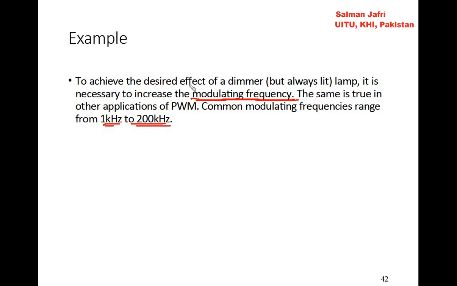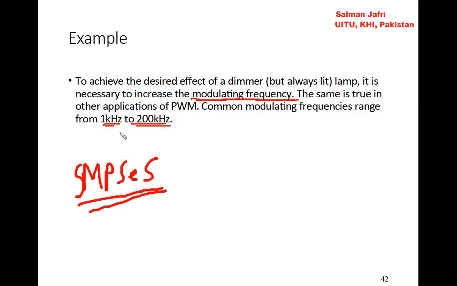Now, to have a very beautiful effect of this dimmer, right, we should increase the frequency of the modulating signal, or modulating frequency, the frequency of the pulse width modulation signal, right? The same is true for applications of PWM. So common modulating frequency range from 1 kHz to 200 kHz. So your SMPSs or switching mode power supplies use these PWM signals, and they use it in the range of about 25 kHz for the older models to about 100 plus kHz for the newer switching mode power supplies.